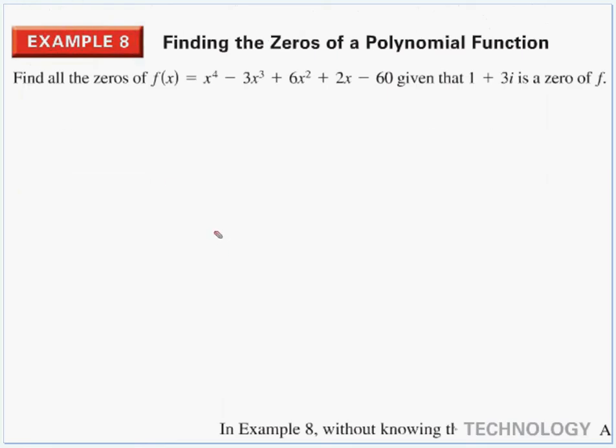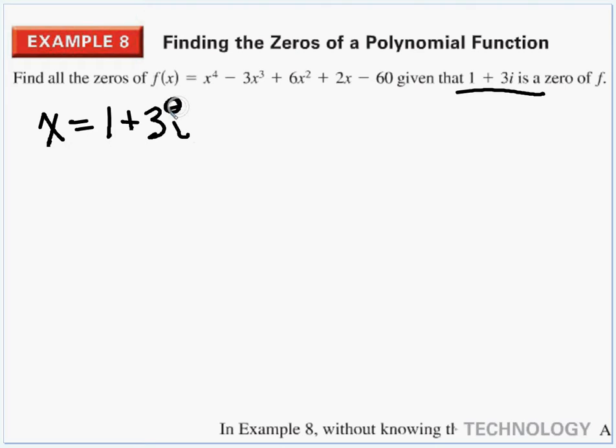So here, example 8, find all the zeros of this. It's x to the fourth, so we should have 4 zeros. And they did give us one of them. Here is 1 plus 3i. Well, I'm going to do this with a bracket. So let me write it like this. They gave us a zero, so we know that x is equal to 1 plus 3i.